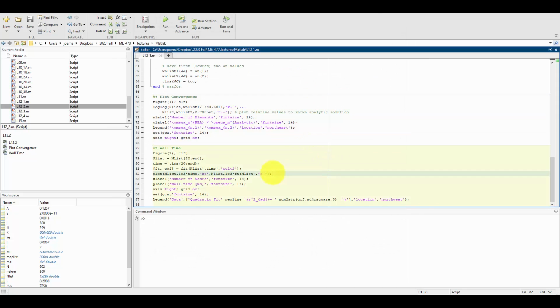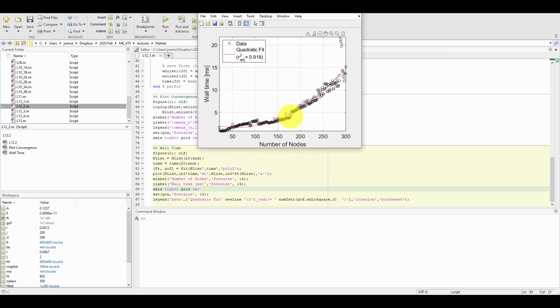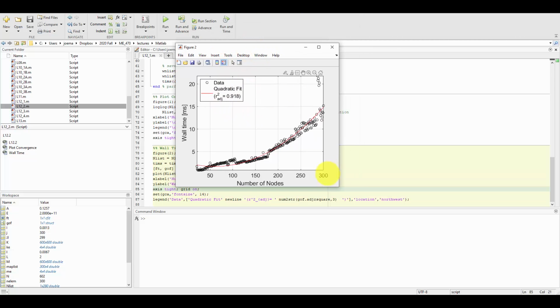And as a last piece here, let's just look at our wall time. It might not have worked exactly correctly. All right, it didn't do a terrible job. We see that as I track how long it takes to run the code, as I add more nodes or more elements to it, the total time is increasing, and a quadratic fit does a pretty decent job at estimating that time.